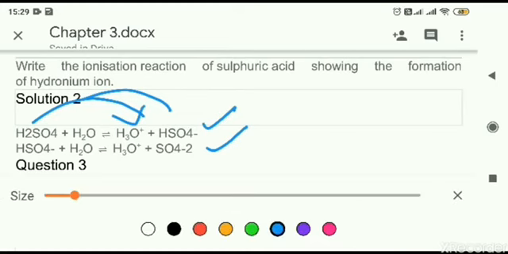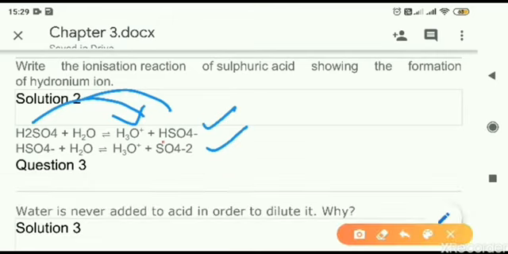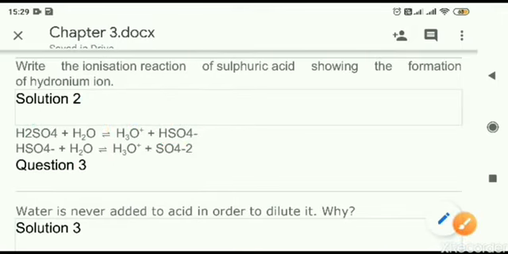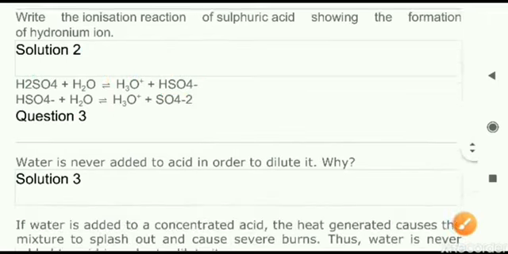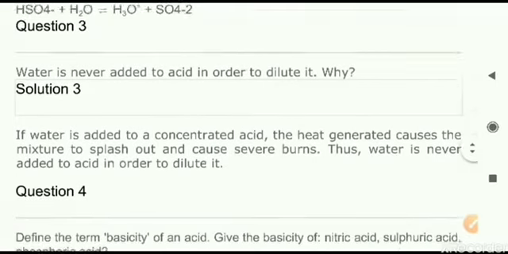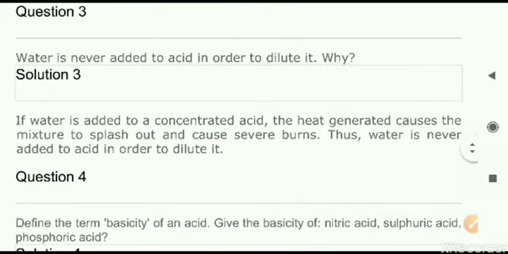Now this HSO4-, which is formed in the first step, reacts again with water. First time the hydronium ion was produced, and in the second reaction, one more hydronium ion is produced. So the reaction takes place in 2 different steps. We can say it is a dibasic acid because the basicity is 2 in the case of sulfuric acid.